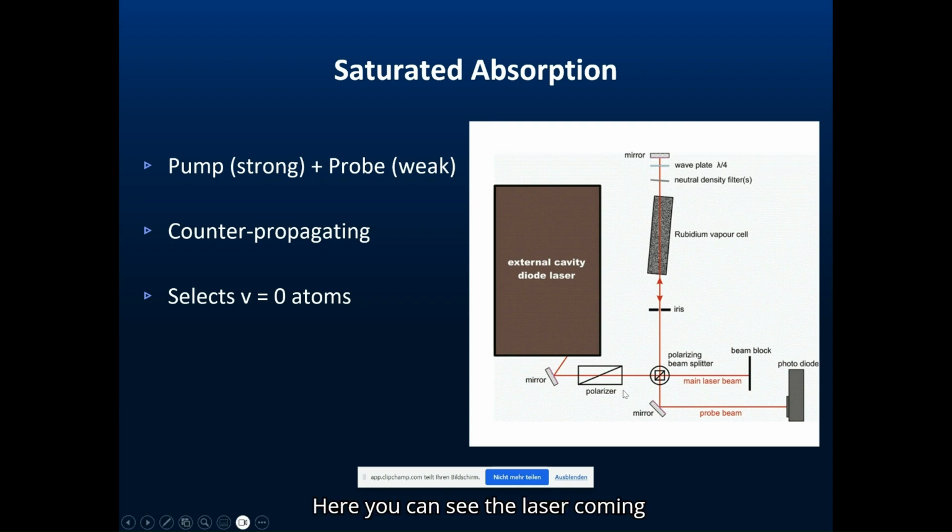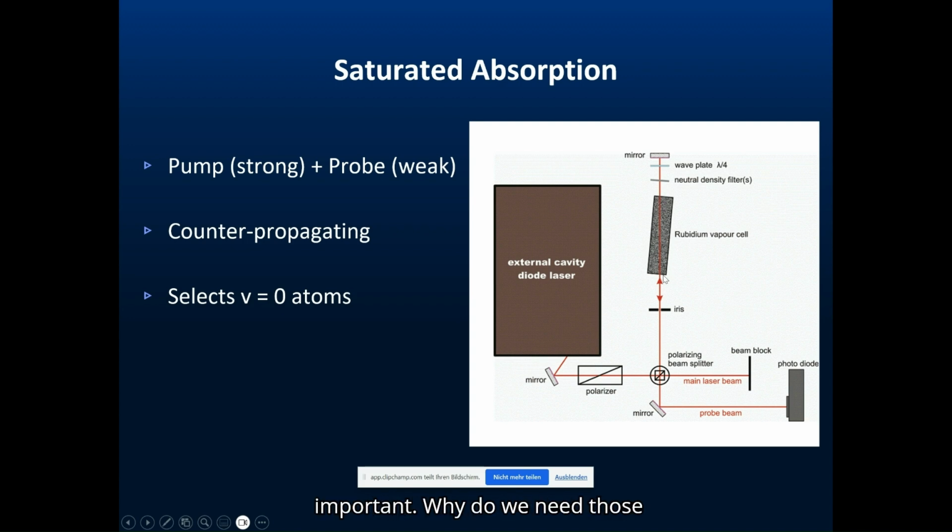Here you can see the laser coming through, going through the rubidium vapor cell. This is now the pump laser, hitting the mirror here and getting reflected back into the rubidium cell as now the probe beam and not the pump beam anymore. So now the probe beam goes back into this mirror, gets reflected and into the photodiode. You can see we have exactly the same axis here, so the lasers pretty much overlap.